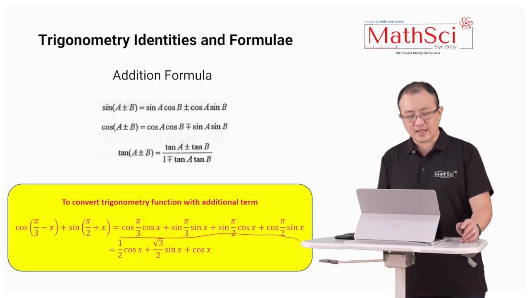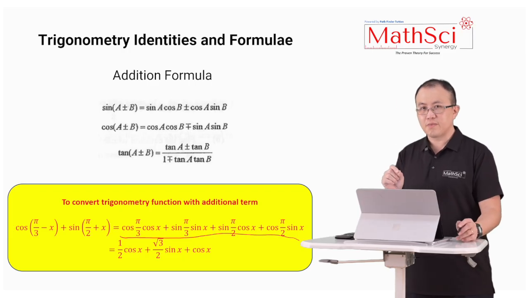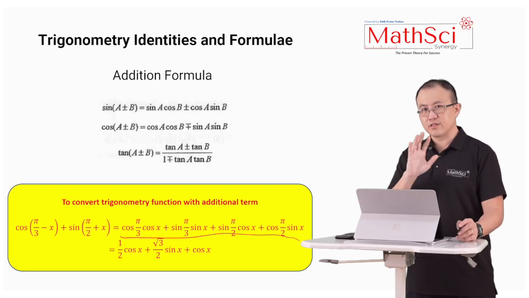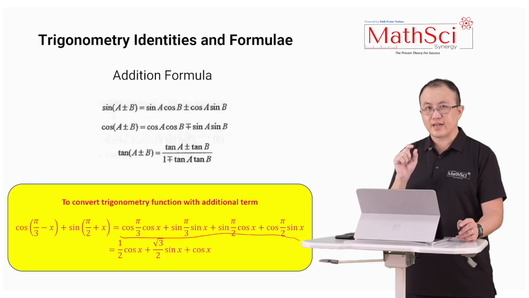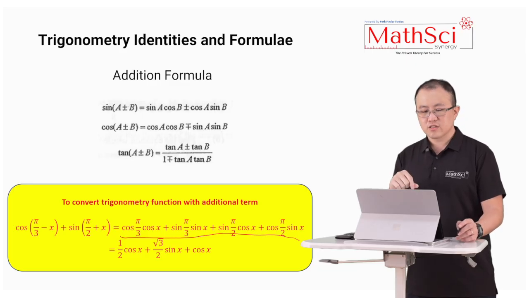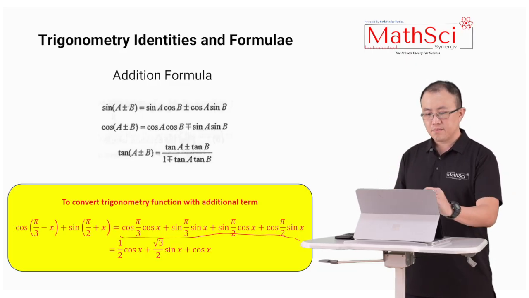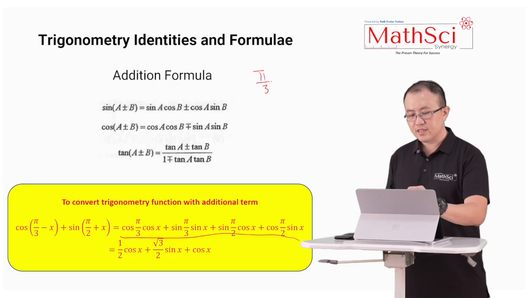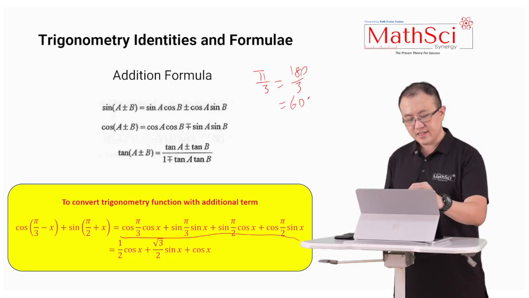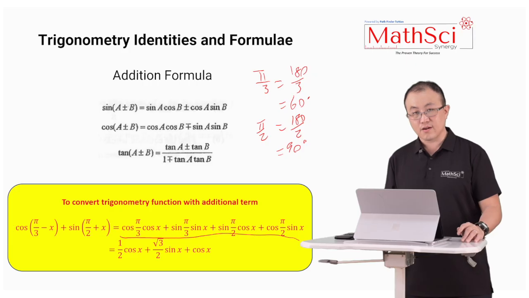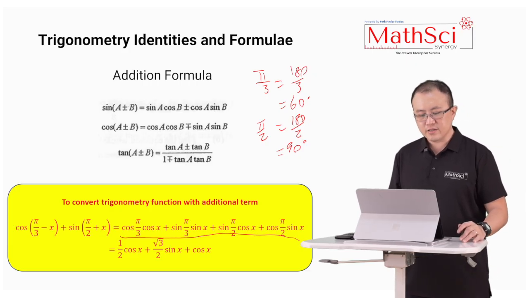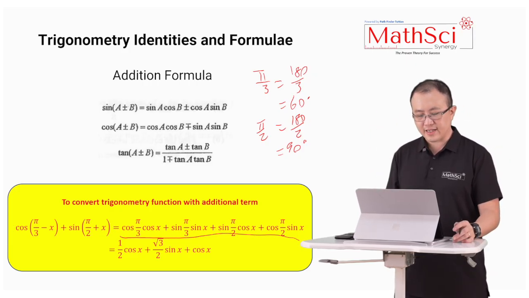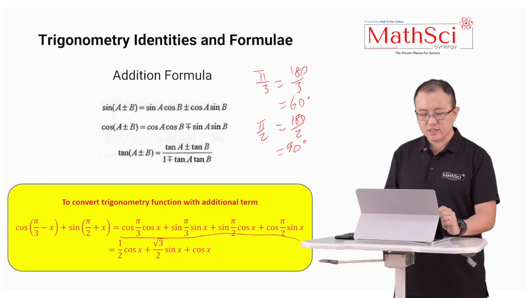So in this case, you can press your calculator, but actually if you press your calculator, it's not a good thing because then you will get non-exact answers. So here, you must remember that pi over 3 is really 180 over 3, which is equal to 60 degrees. Then pi over 2 is 180 over 2, which is equal to 90 degrees. From here, if you remember your special angles, then you will be able to change it to this.